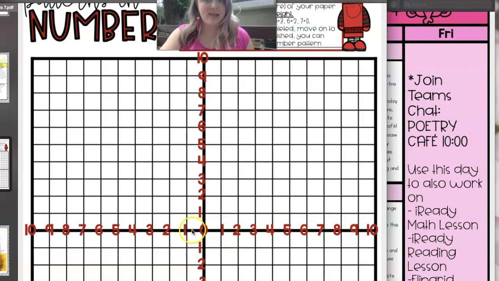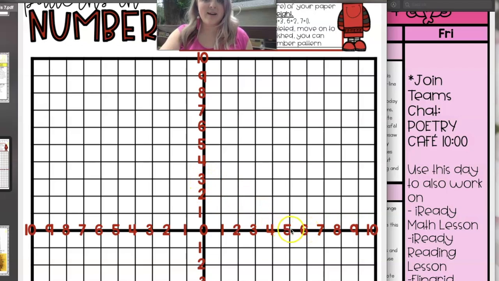Well, that would just be that line right there. 1 needs 7, so I'm going to take my line and draw a line from my 1 all the way down to the 7, because 1 plus 7 equals 8. 2 plus 6 equals 8.